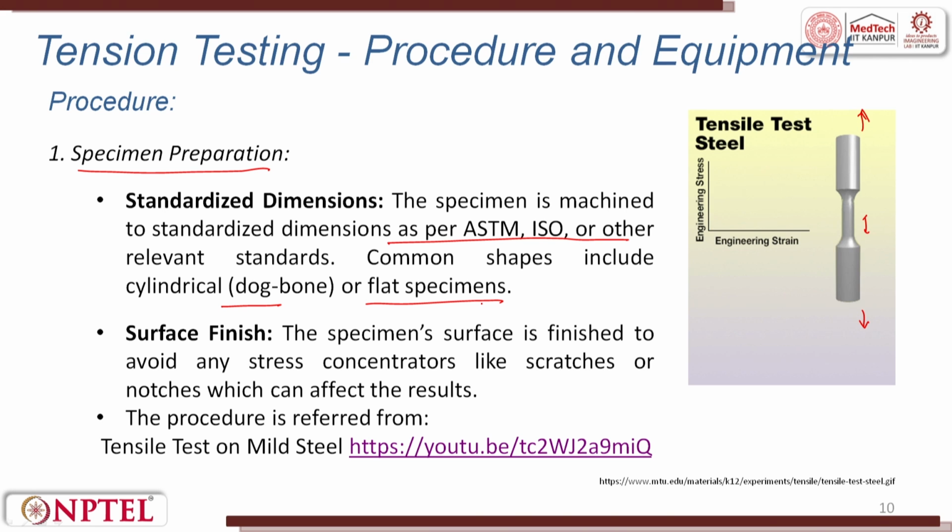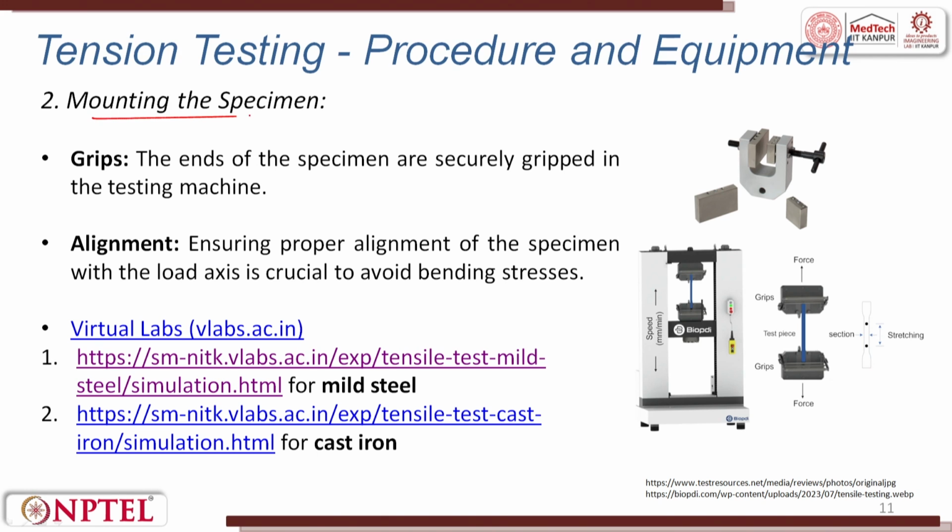Surface finish: the specimen's surface is finished to avoid any stress concentrations like scratches or notches which can affect the result. But there is a video here as well where I will show you the laboratory demonstration, and I will also walk you through the simulation in the virtual laboratory setup. So, let us first go through the procedure steps. Second step is mounting the specimen, that is grips.